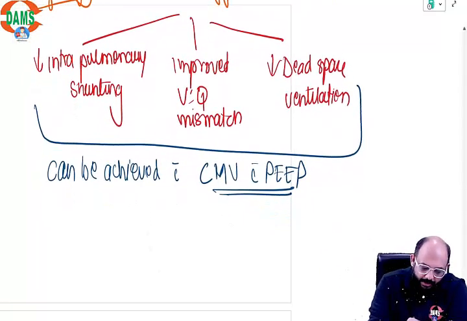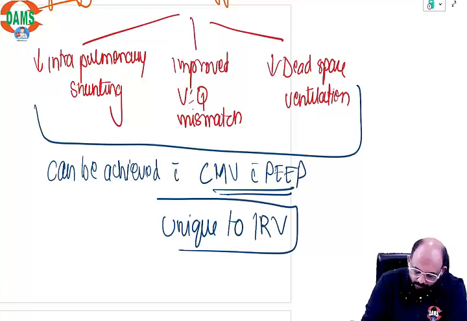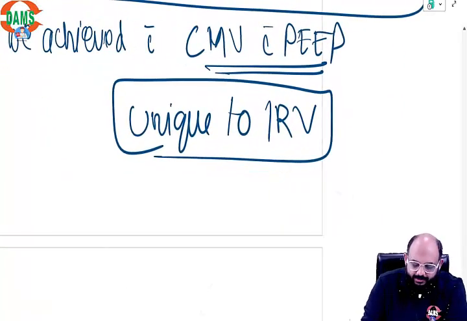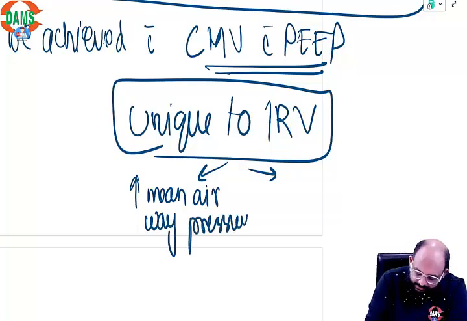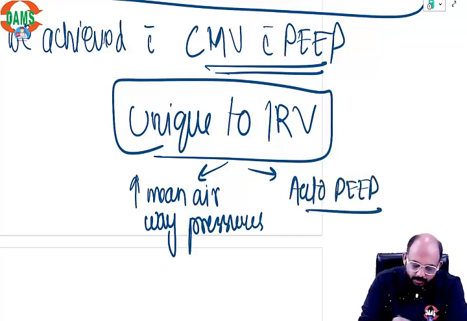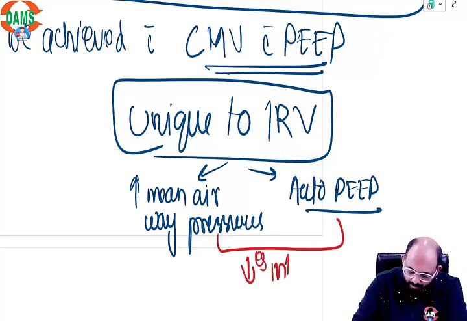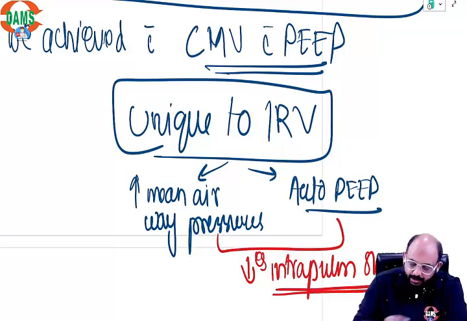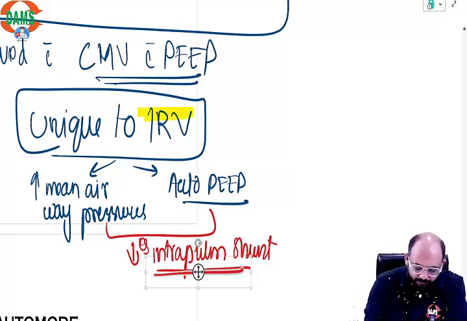What is unique to IRV is that it increases mean airway pressures, and it has a property of auto PEEP, both of which decrease the shunt, the intrapulmonary shunt, which becomes an important factor in ARDS, the intrapulmonary shunts that have been developed. So that is unique to inverse ratio ventilation.